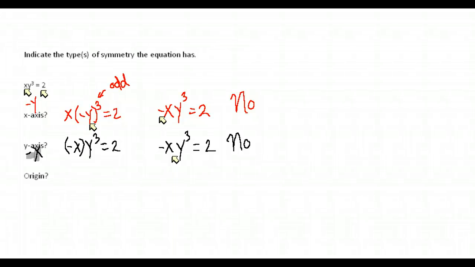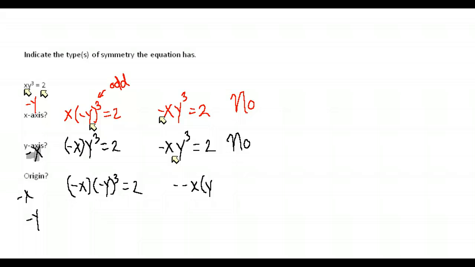Let's try the origin. Remember, our plan on the origin is to sub a negative x for the x's and negative y for the y's. So I get negative x times negative y to the third equals 2. Now when we simplify this, I bring out those negatives, one for the x and one for the y, which happens when I have those odd exponents. What's a negative times a negative equal to? Well, a positive. So I end up with a positive x y to the third equals 2.